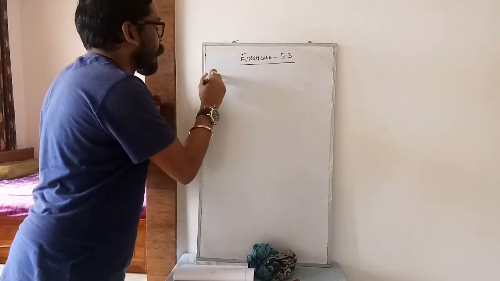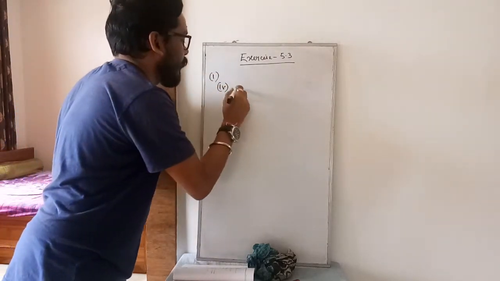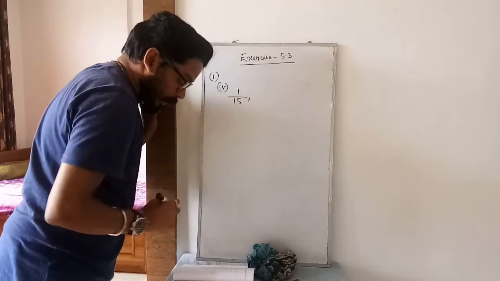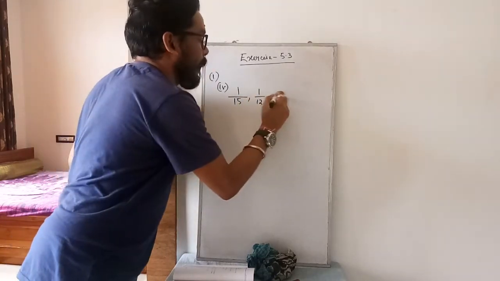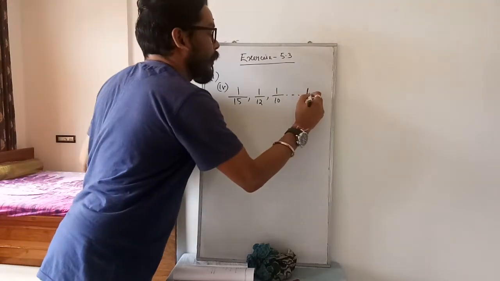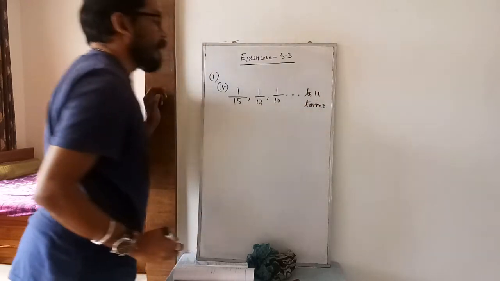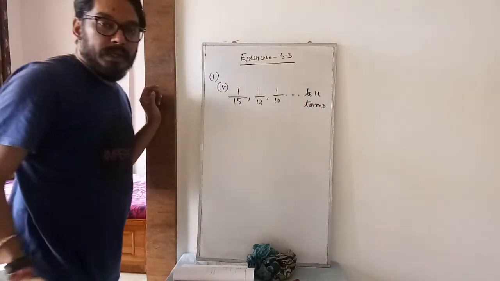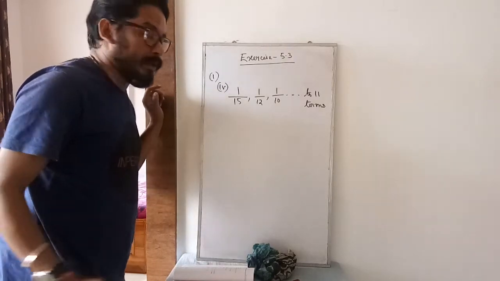So 1 Roman 4, it is 1 by 15, 1 by 12, 1 by 10. You have to find out the sum up to 11 terms. So this is an AP. AP means arithmetic progression. In short, we write A.P. in capital.